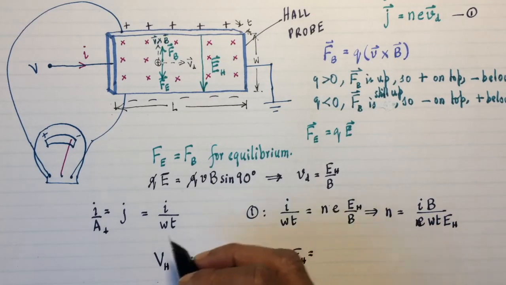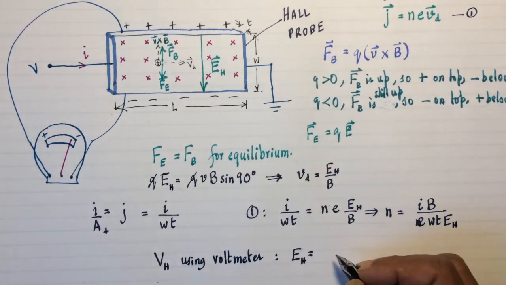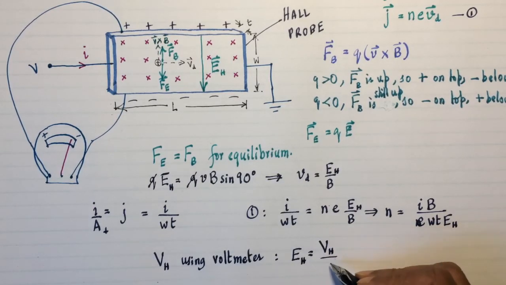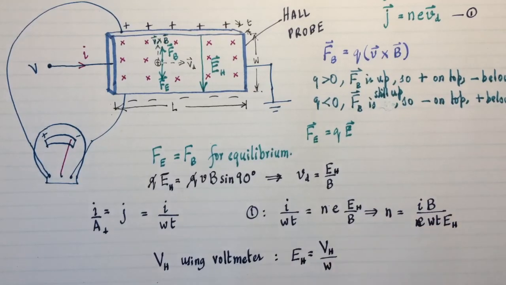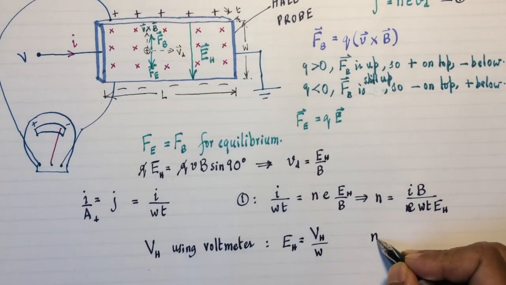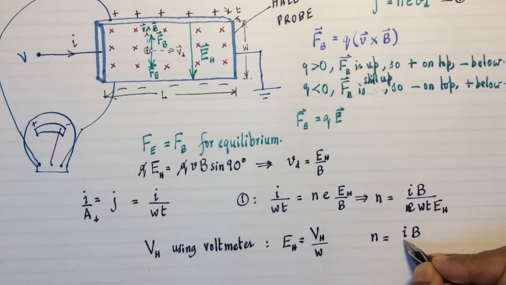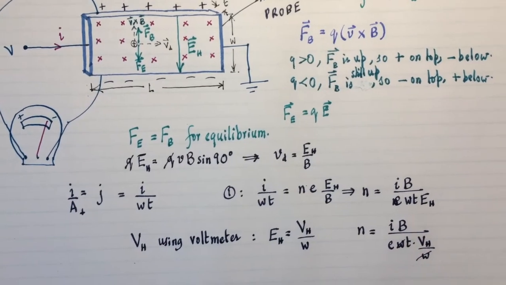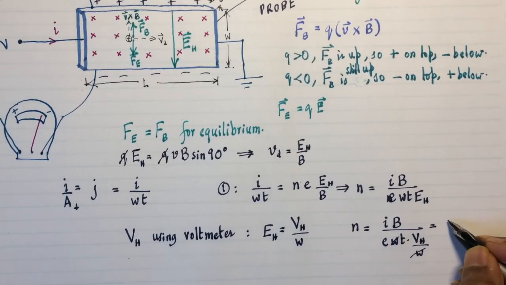I've been a little careless with my subscript here. It is going to be equal to the voltage that you measure divided by the distance W. So let's put that back in that formula. So it's IB over e times W times T times VH over W. Well, it turns out that even W is not important to measure, so the only thing you really need to know about this probe is the thickness. So this is I times B divided by e times T times the Hall voltage.